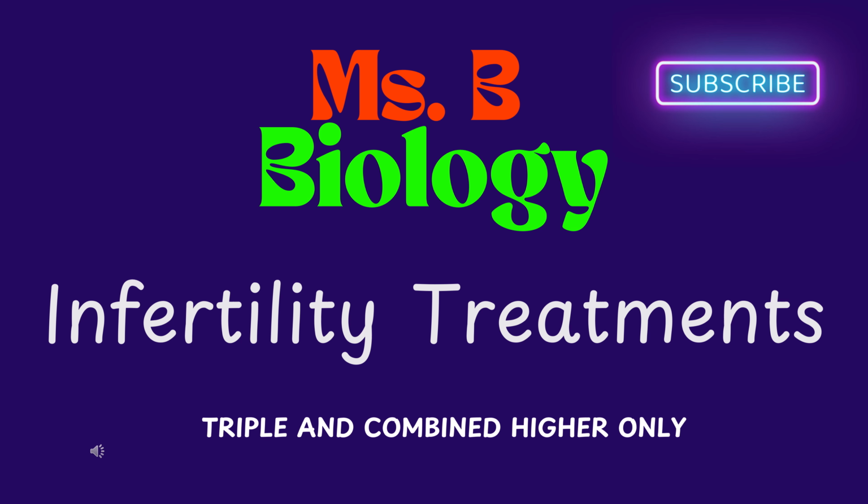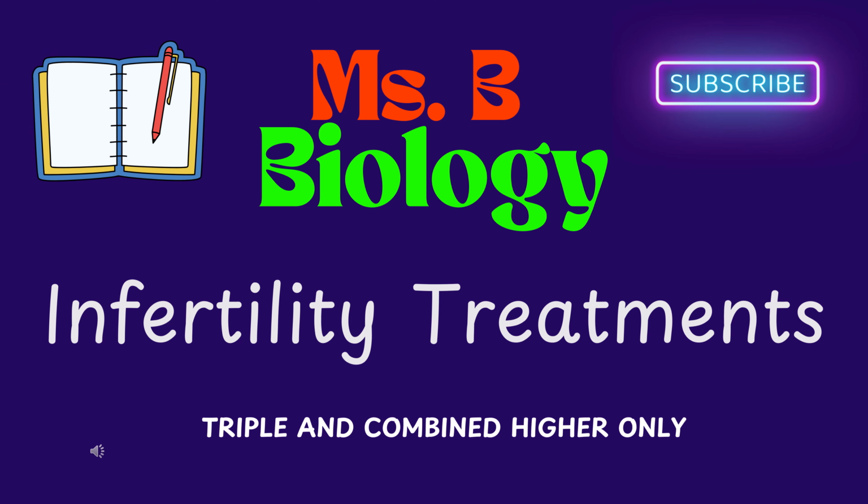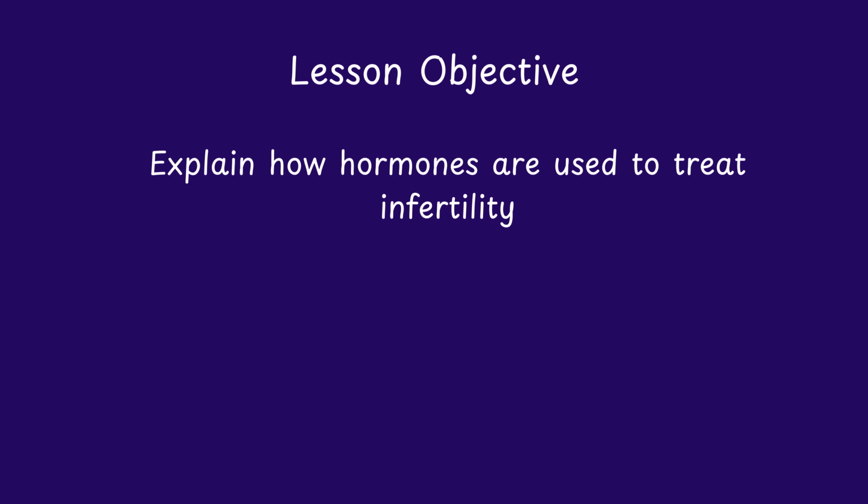GCSE Biology. This is a revision lesson on infertility treatments. This topic is only for triple and combined higher students. So grab your book and grab your pen and let us begin. The lesson objective is to explain how hormones are used to treat infertility.